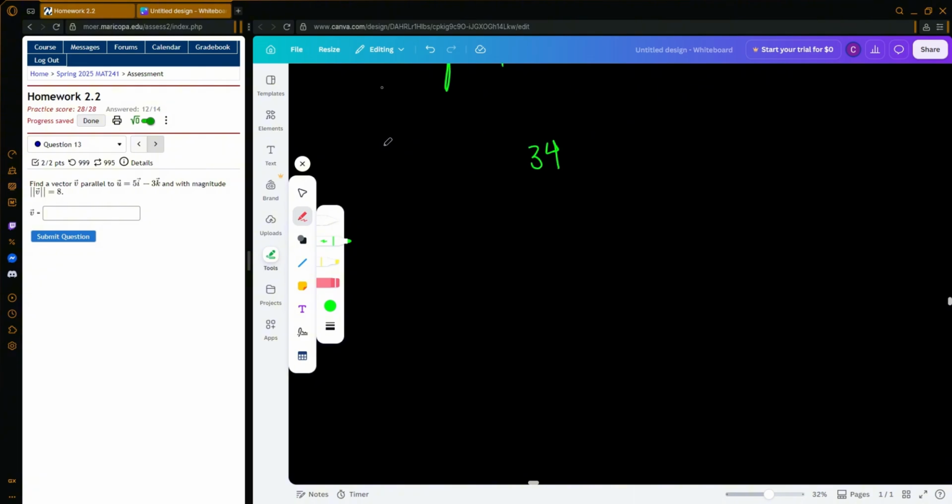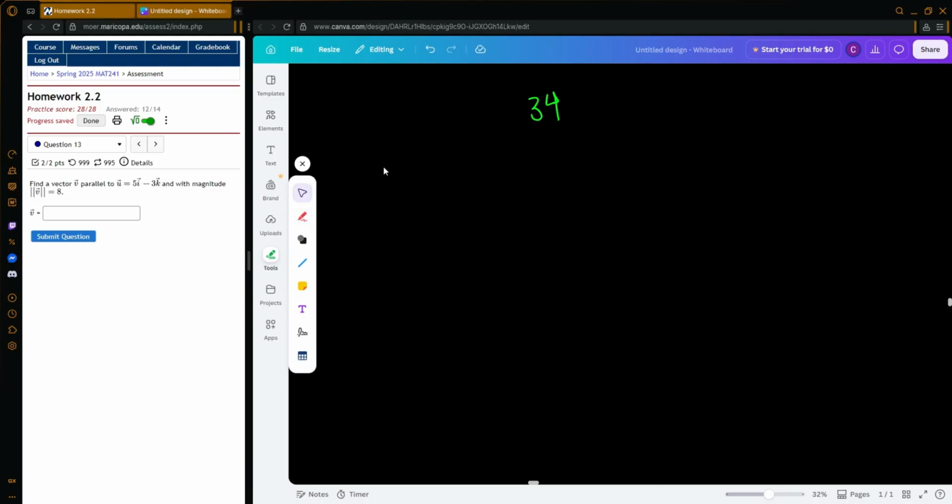Okay, find a vector parallel to this vector with the magnitude of that. So vectors are parallel, it means they're going in the same direction. The unit vector is nice because it has a magnitude of 1. That's the definition of a unit vector. And it's nice because it contains all the direction of the vector you want. But it only has a magnitude of 1, and then you can rescale it to whatever size you want, and it'll be parallel to that other vector.